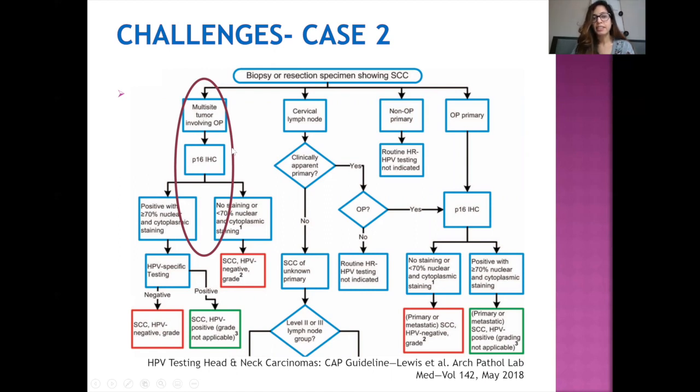So in that case, again, you do P16 immunohistochemistry first. If it's positive, you follow it up with high-risk HPV testing to be more specific. And if it's negative, you outright report it as HPV negative.